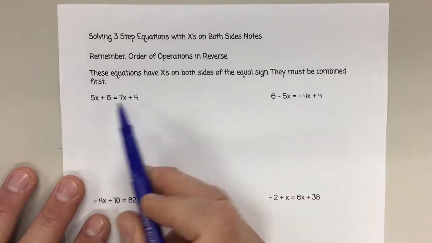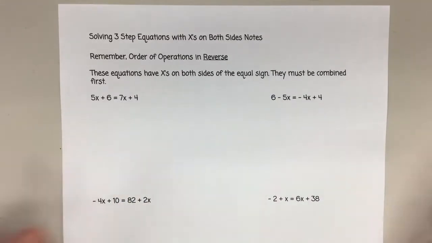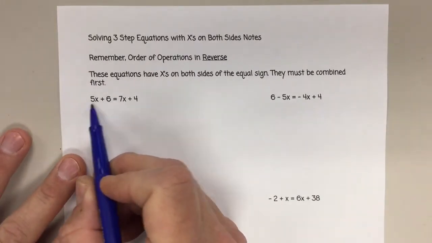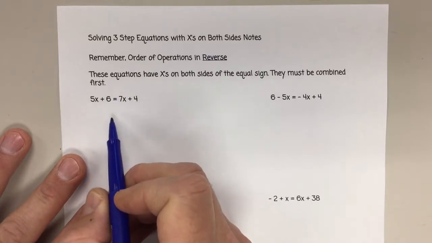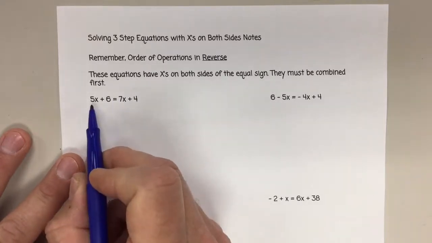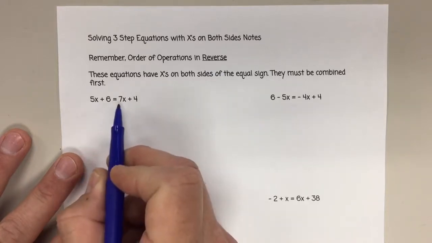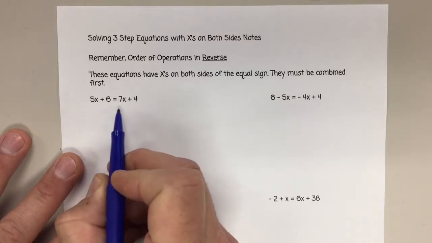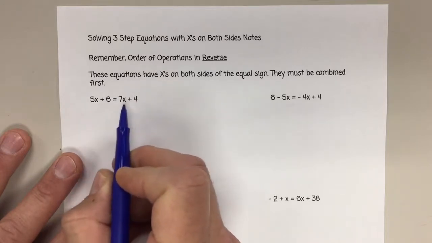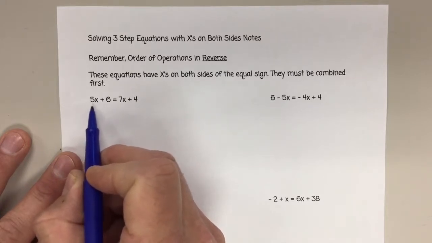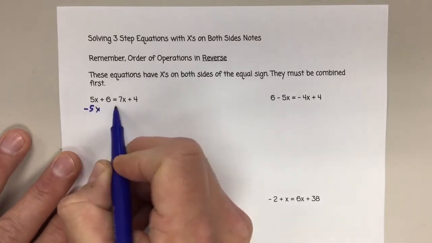Again, we want to combine those like terms first, but when there's x's on both sides, it takes a little more work. The strategy we will use is, I recommend always moving the smaller of the two x's to the other side. And what I mean by that is 5x is smaller than 7x. 5 is a lot smaller than 7. So I'm going to move this one over here. And the way we move something to the other side is simply by doing the opposite. So this 5x is positive. I'm going to subtract 5x from both sides.